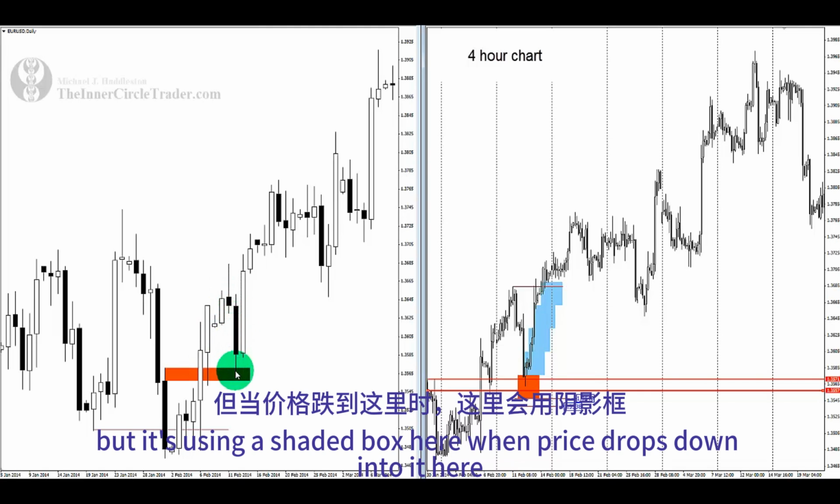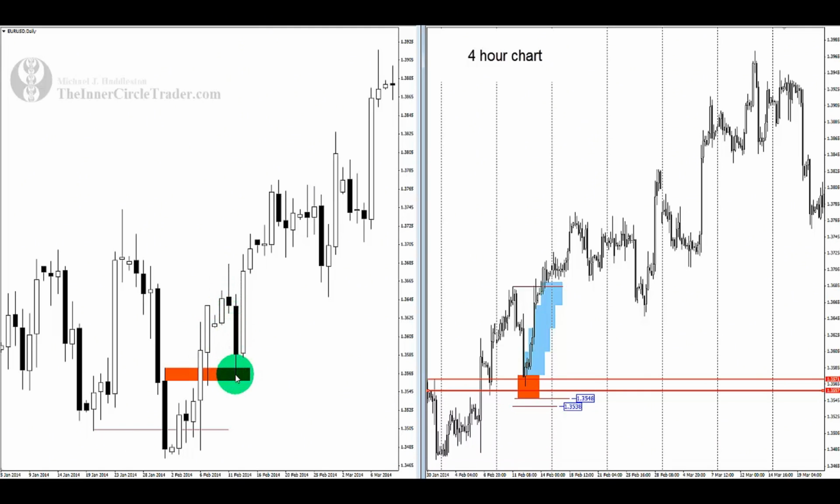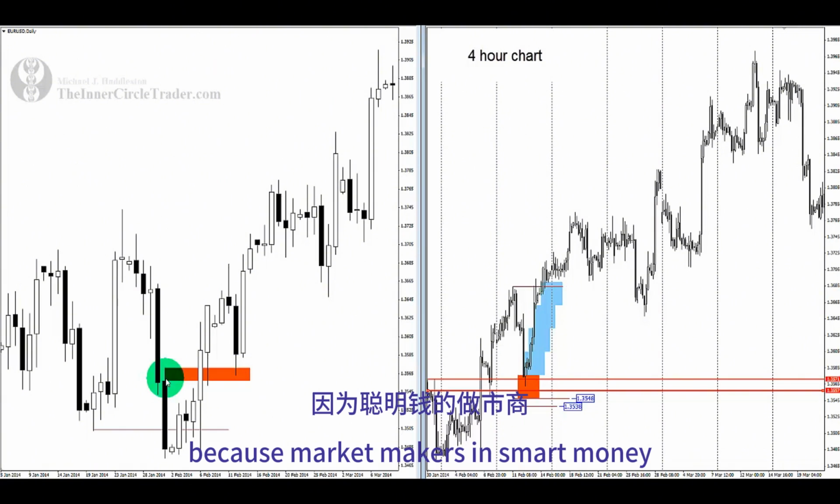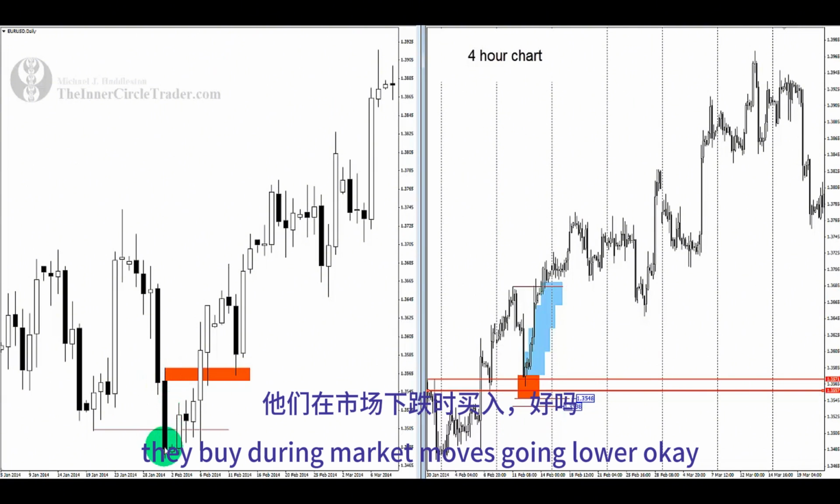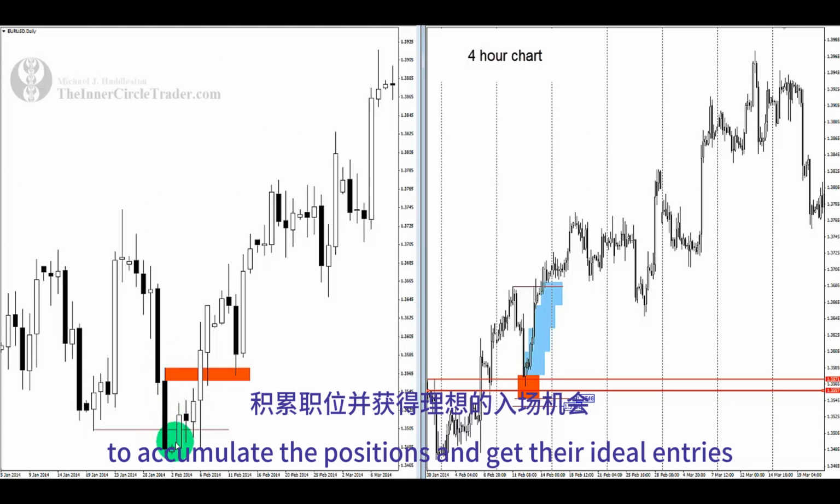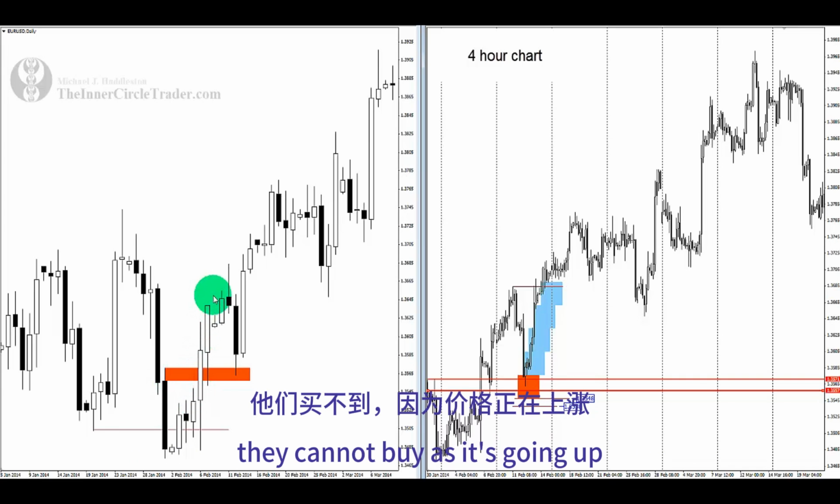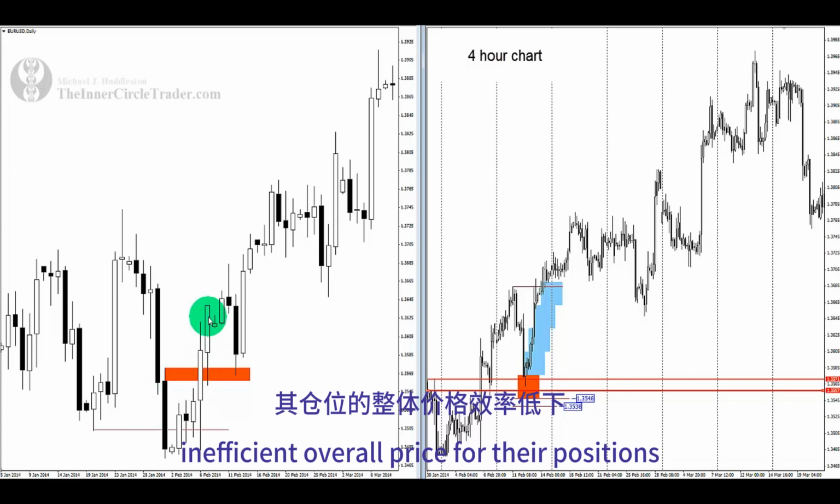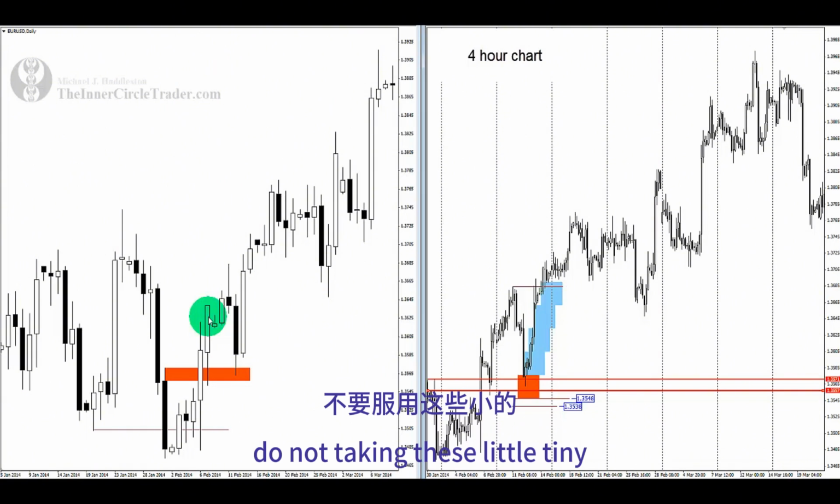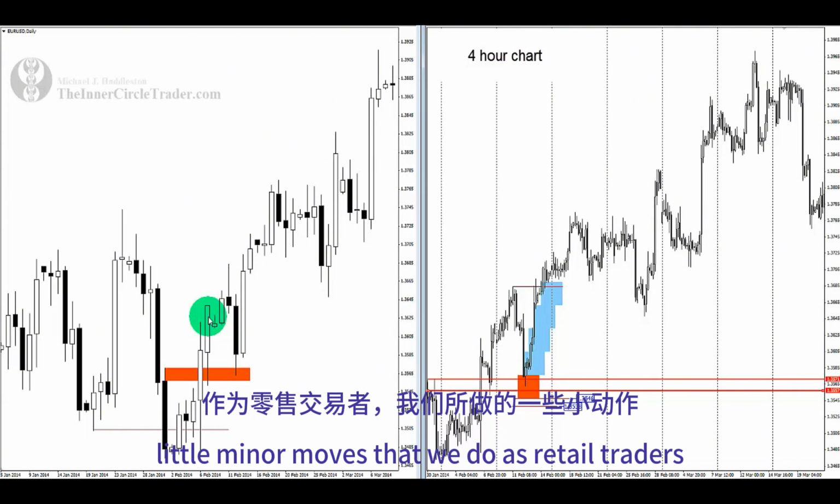When price drops down into it here, what the market is suggesting is that this is a return to old buying, because market makers and smart money buy during market moves going lower. They have to do that to accumulate the positions and get their ideal entries. They cannot buy as it's going up because it's going to give them a very inefficient overall price for their positions, because they're scaling in and out on large positions. They're not taking these tiny little minor moves that we do as retail traders.